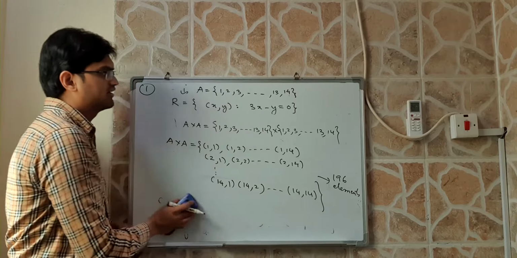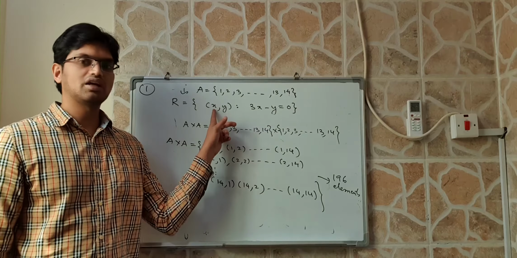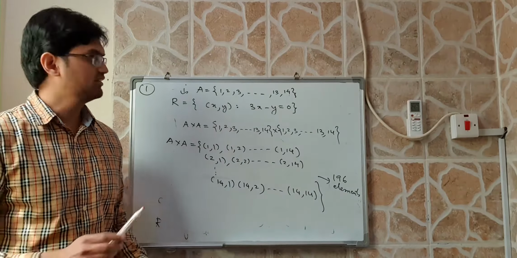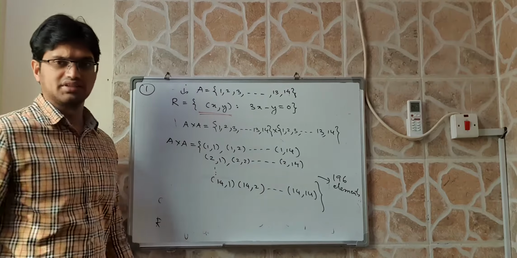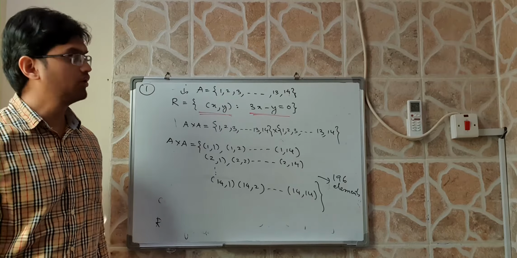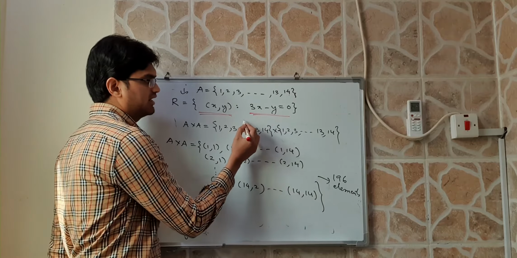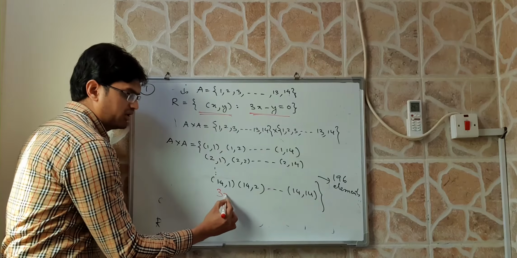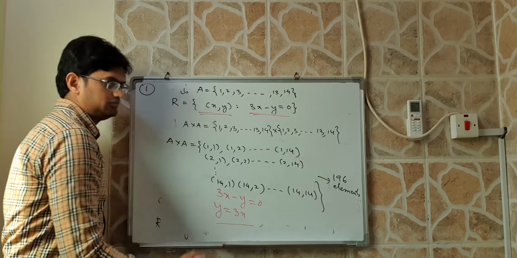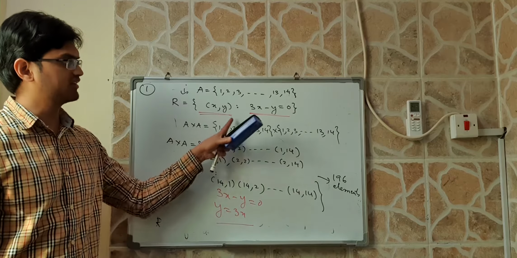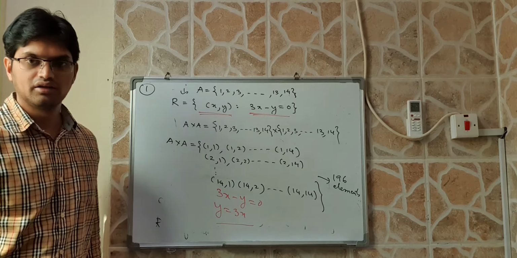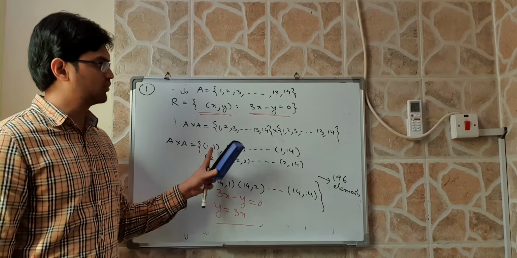See, what is R given as? I should collect all the ordered pairs (x, y) such that 3x minus y is equal to 0. So 3x minus y equal to 0 means y is equal to 3x. Here y depends on x, and x is independent, so I can select the first element of the ordered pair, x.